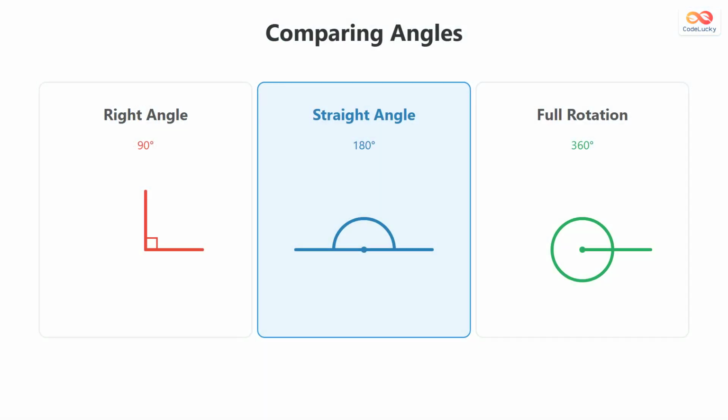To visualize the difference, compare a right angle, which is 90 degrees, like the corner of a square, to a straight angle. The straight angle is exactly double the size of a right angle, opening up completely flat.